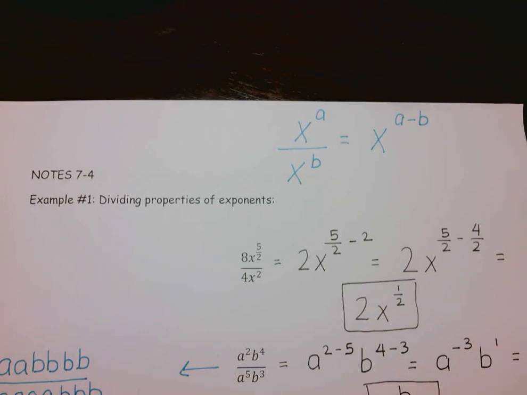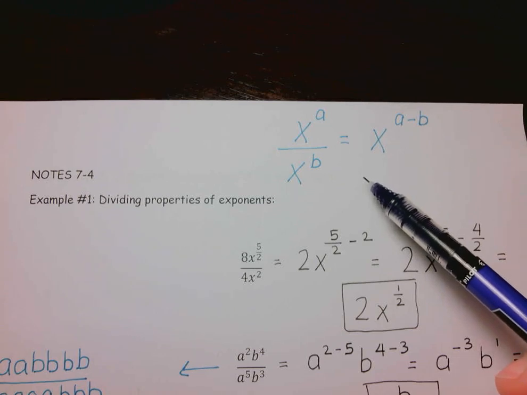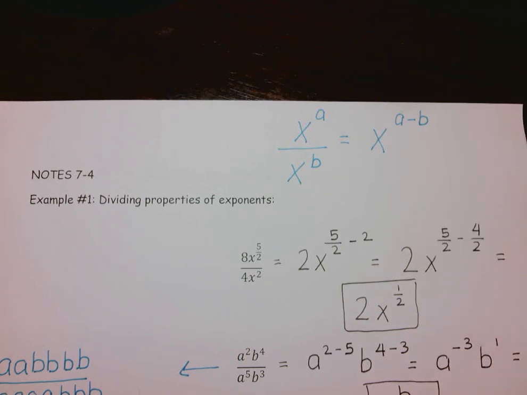This is the video for 7-4, and we are talking about what to do with the exponents when you are dividing. So this is the next rule that you need to write down and you need to memorize. Whenever you are dividing powers that have the same base, you subtract the exponents. So let's look at example number 1.